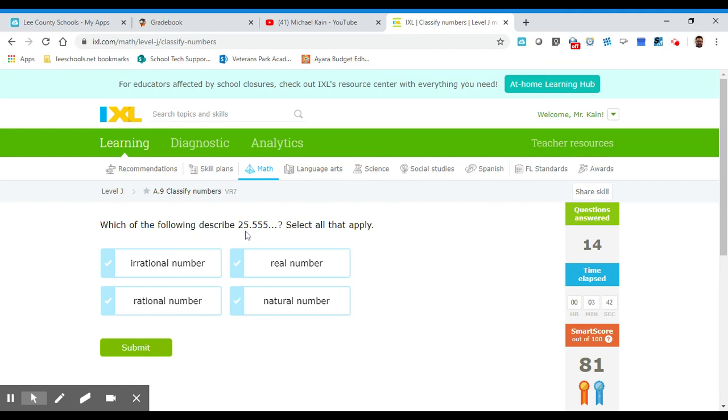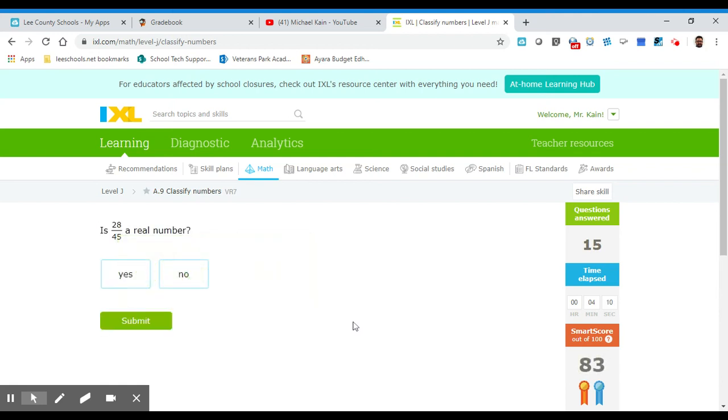Which of the following describe 25.5 repeating? Well, it's not natural because it doesn't show up on a number line and above 0 as a counting number. It is real because it's either rational or irrational. It's not irrational because only numbers that are non-terminating, non-repeating are irrational. So if it has a repeating decimal like that, then it's going to be a rational number. You can think repeating, rational. As long as it's repeating, it's good.